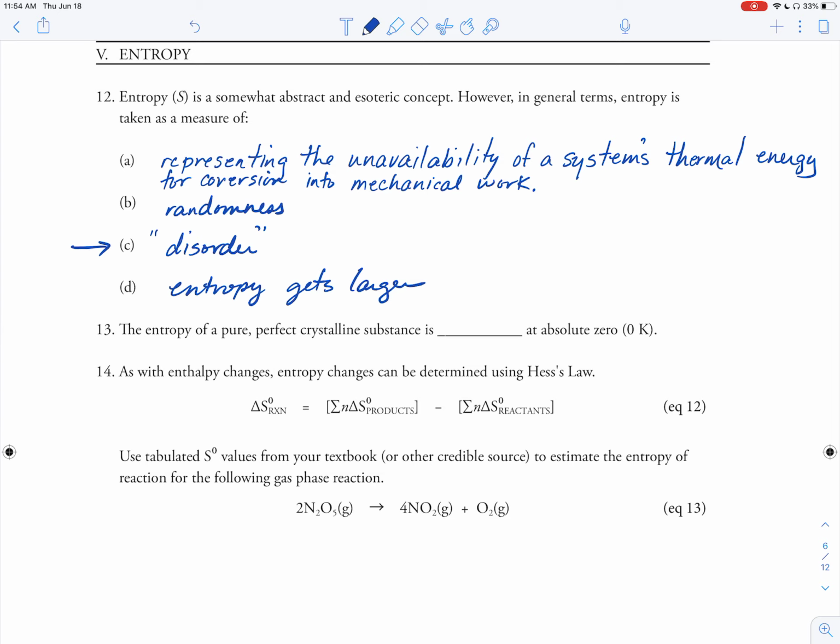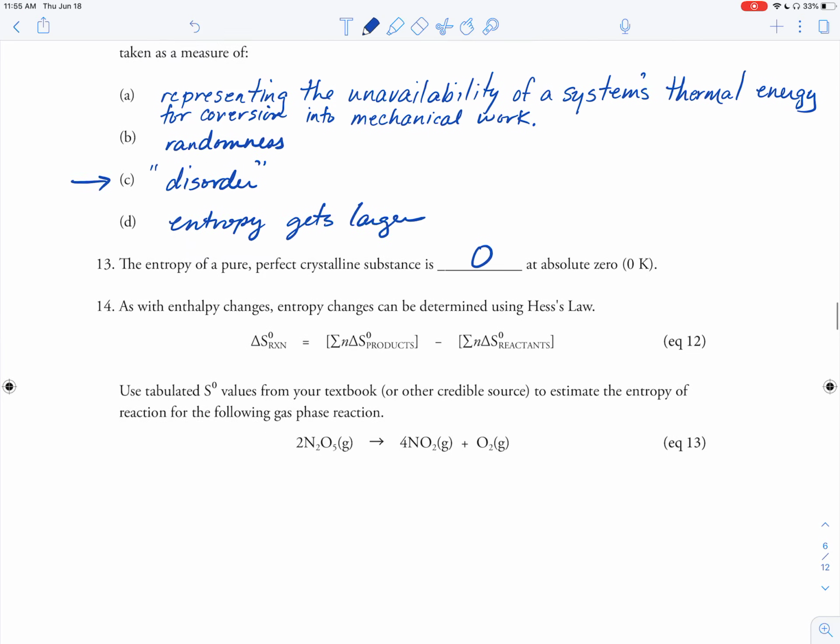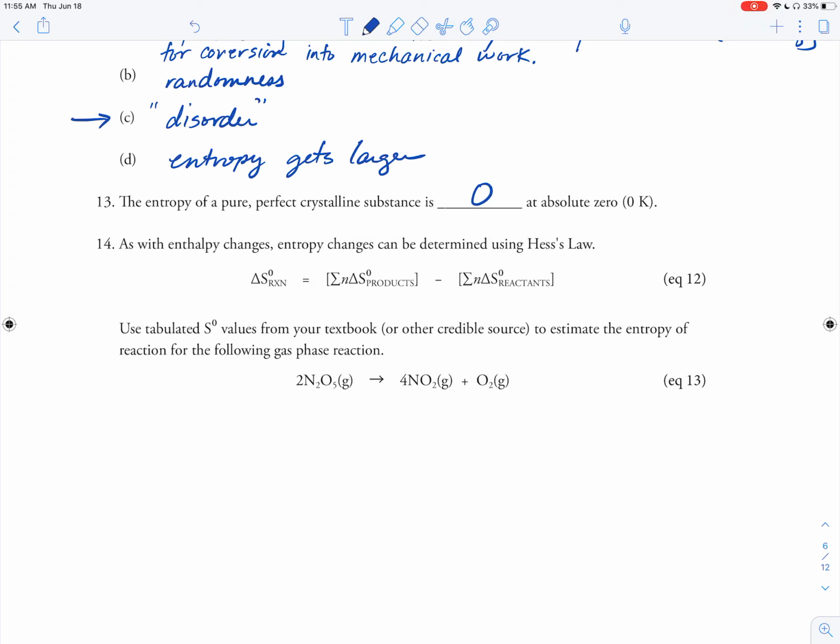It's a bit of an abstract concept. We can't technically measure it directly; we measure changes in entropy. There are a couple of little tidbits of information you need to know. For a crystalline substance, the entropy is 0 at absolute 0. And we can still use the same principle of Hess's law, subtracting the summation of all the reactants from the summation of all the products, to determine the entropy for a reaction. So it's the same principle, just different values that have different units.